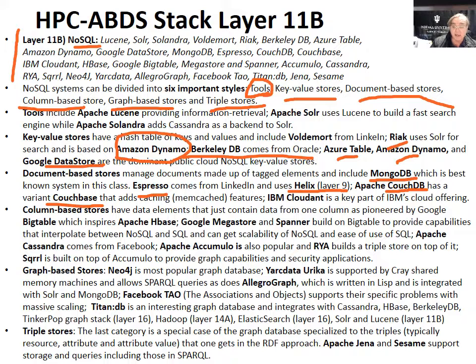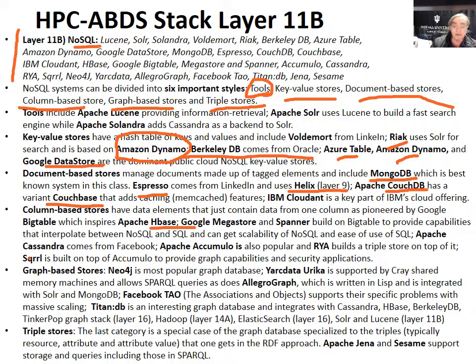Then along came a company, Cloudant, which actually took Couchbase and extended it and then made it sort of proprietary, enhanced it, and then they sold that. Cloudant was just purchased by IBM, who put it into their cloud offering. Column-based stores, that's sort of the original NoSQL. There was HBase, Cassandra, and Accumulo are all in this area.